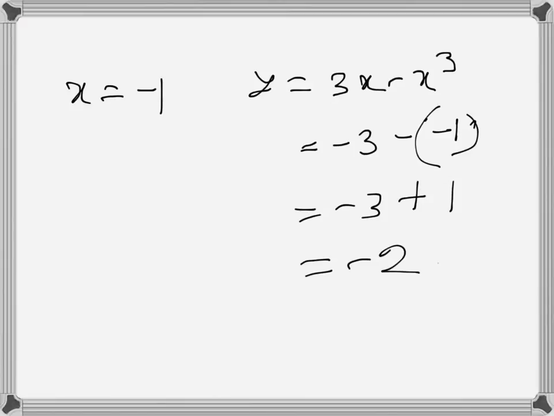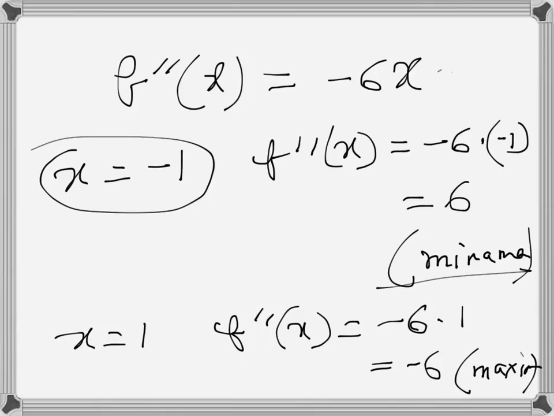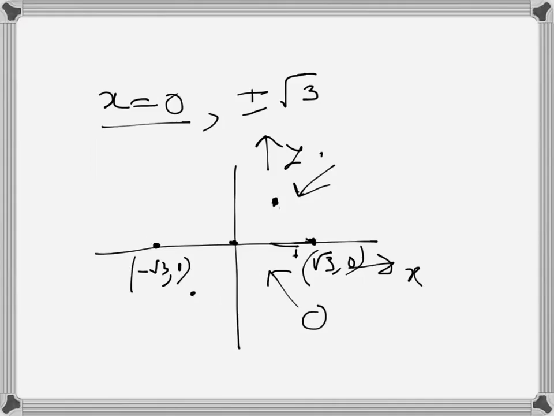So the point is minus 1 and minus 2, that's that one. And when x is equal to 1, y is equal to 3 minus 1, which is 2. So the other point is 1 and 2. That's a maxima, so the point is 1 and 2, and this is a minima, the point is minus 1 and minus 2. Now we can draw the curve because we have enough information to be able to draw it.